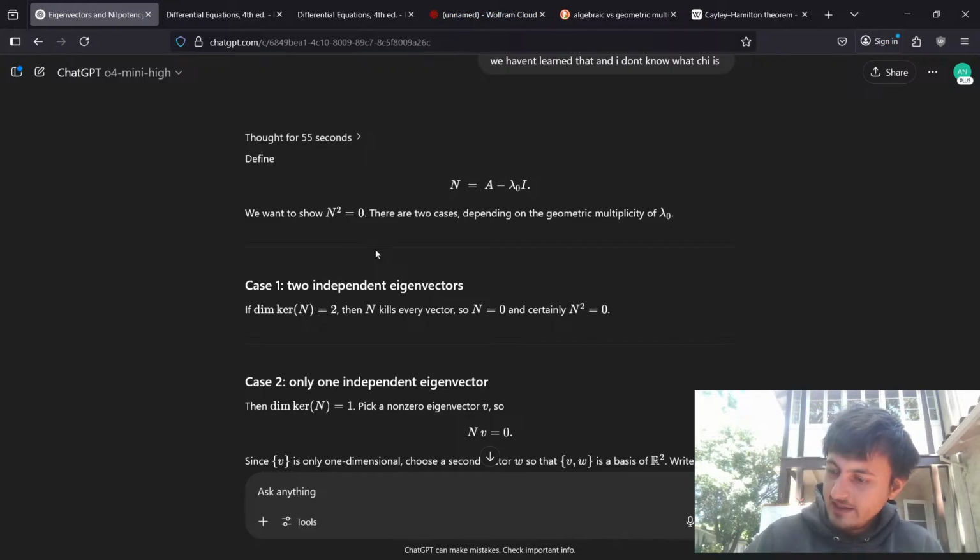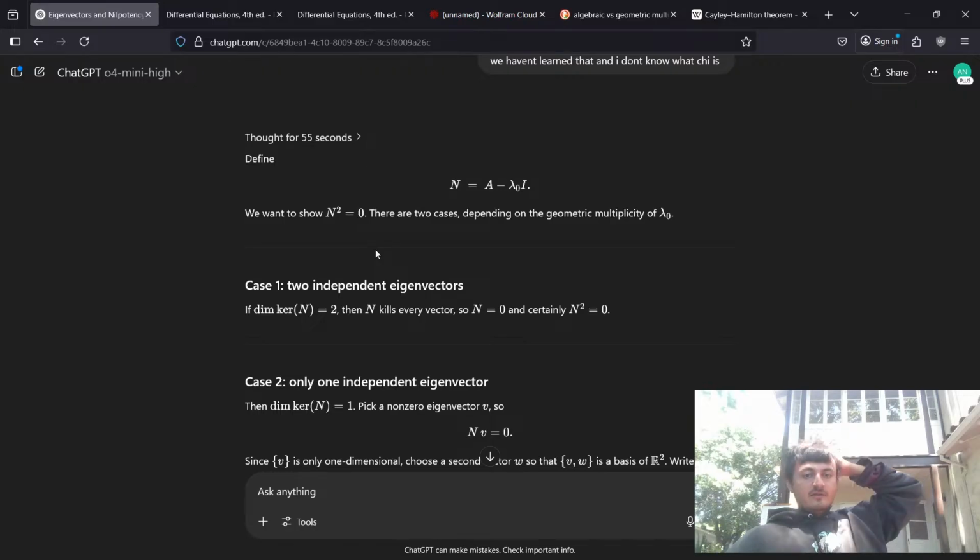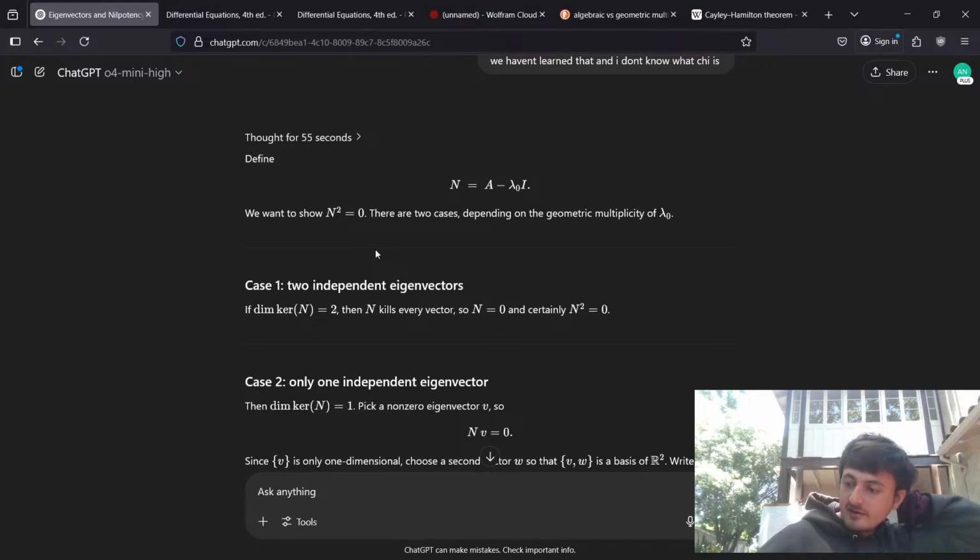Okay, so N is equal to A minus lambda I. Case 1, the dimension of the kernel of N is equal to 2. In this case, then N of xy is equal to 0 for all xy. Thus, no matter what N is, N of N is equal to 0. That's easy. Okay, case 2. Dim ker N equal to 1.